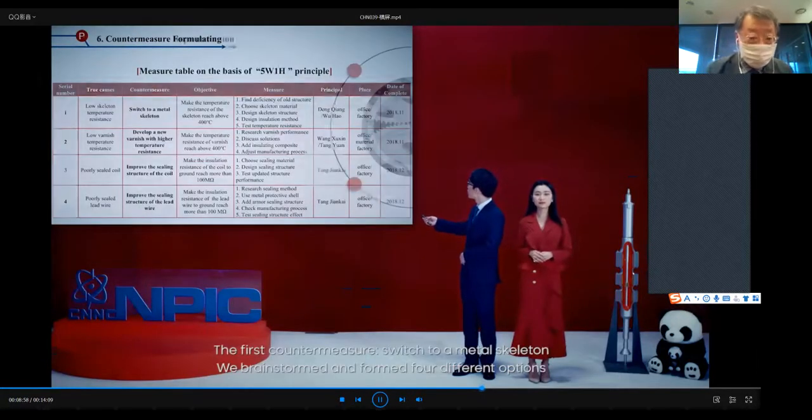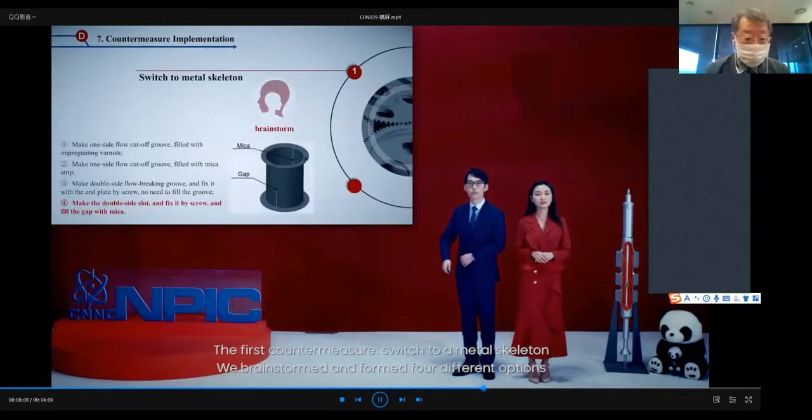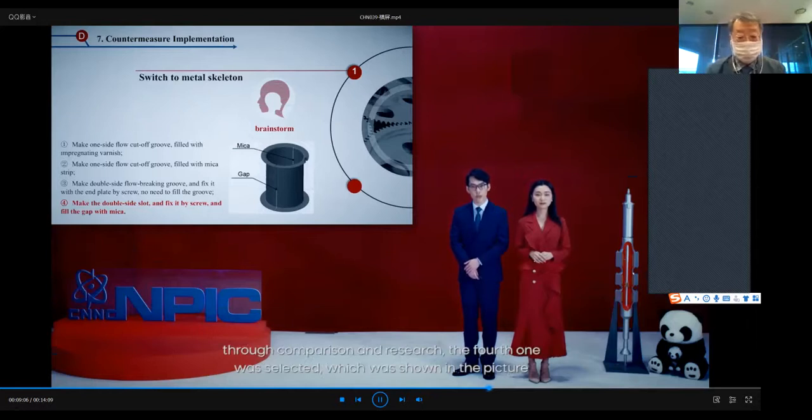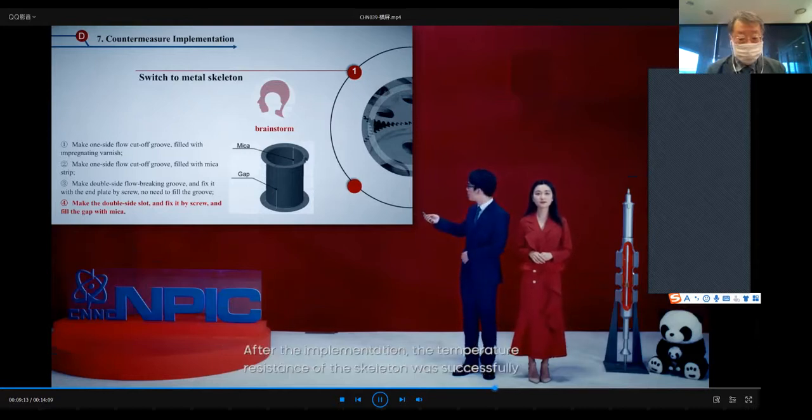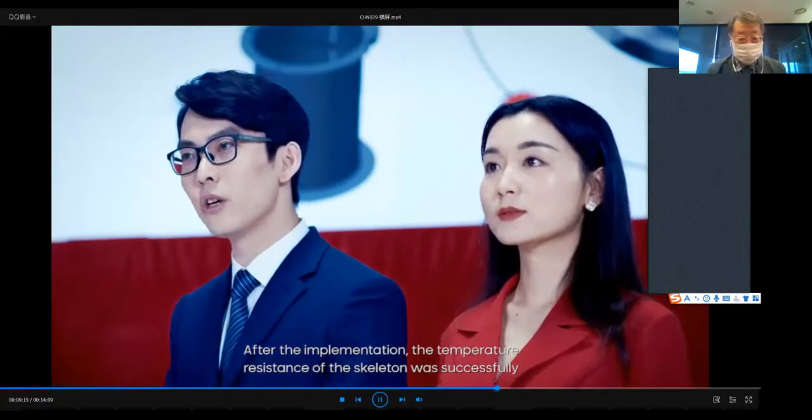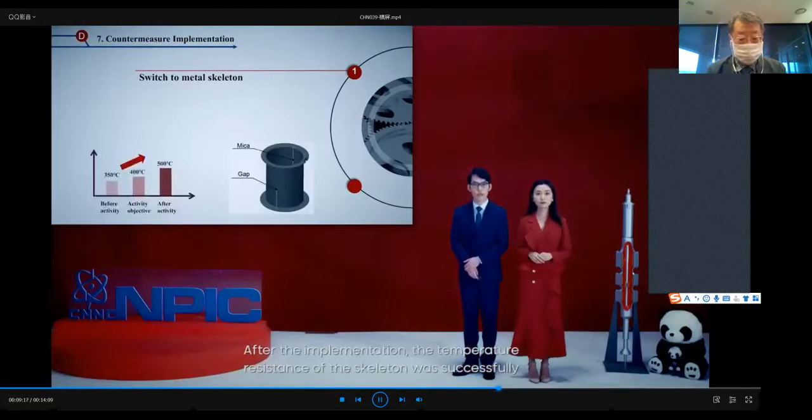The first countermeasure, switch to a metal skeleton. We brainstormed and formed 4 different options through comparison and research. The fourth one was selected, which was shown in the picture. After the implementation, the temperature resistance of skeleton was successfully increased from 350 degrees centigrade to 500 degrees centigrade.